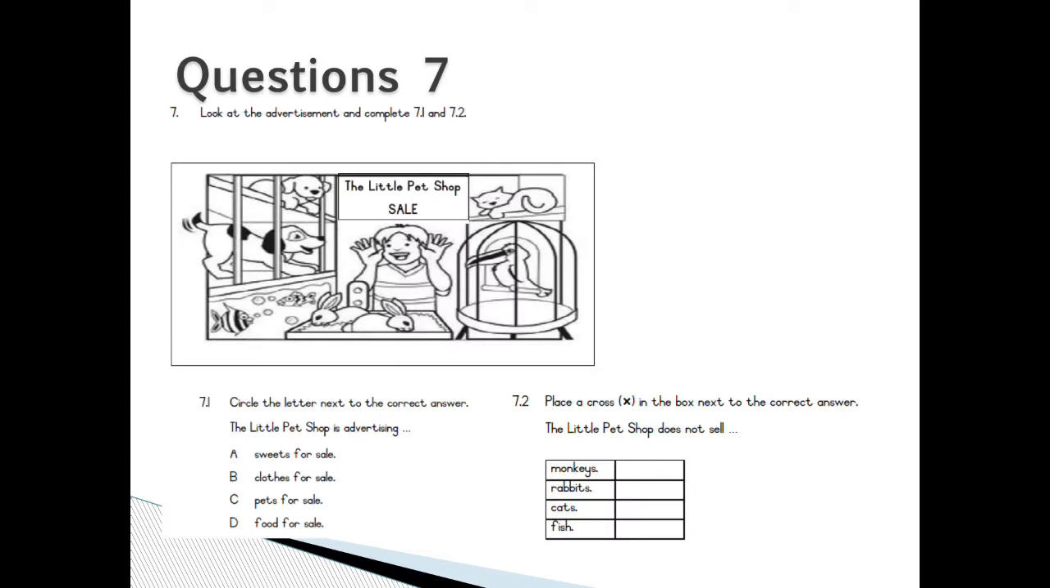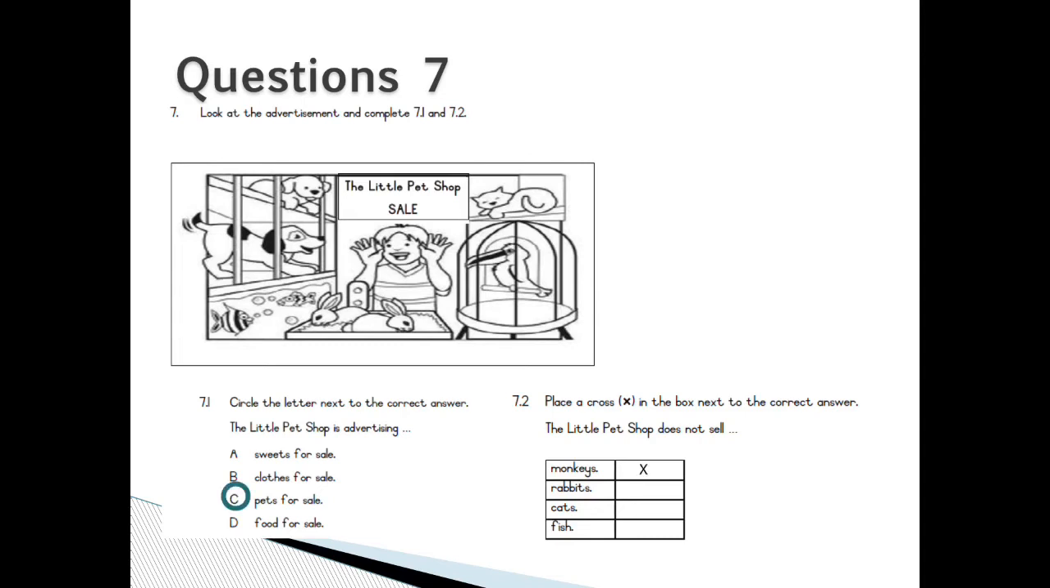Question 7. Look at the advertisement and complete 7.1 and 7.2. 7.1. Circle the letter next to the correct answer. The little pet shop is advertising A. Sweets for sale. B. Clothes for sale. C. Pets for sale. D. Food for sale. 7.2. Place a cross in the box next to the correct answer. The little pet shop does not sell monkeys, rabbits, cats, fish.